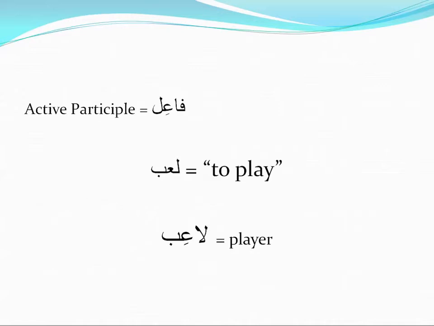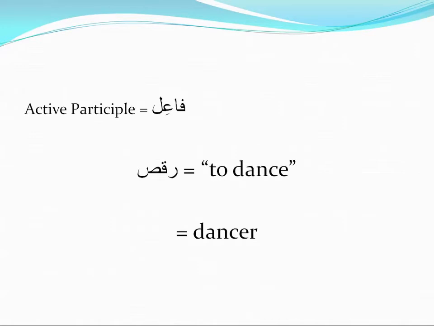So, now you're with us. We have this verb, raqasa. Raqasa, as you may know, means to dance. And I want to produce the word dancer. How will I do that? Exactly. It's going to be raqis. Raqis is a dancer. Raqasa is to dance.